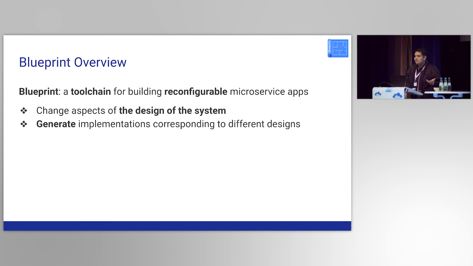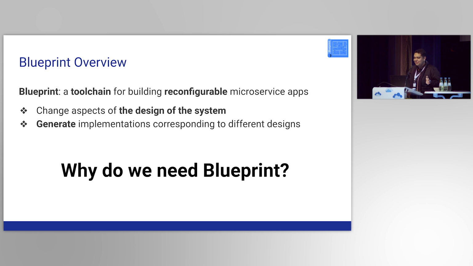To support these changes, we have developed Blueprint. Blueprint is a compiler that allows users to easily change and modify varying aspects of a microservice application's design to generate different implementations. But you might be thinking at this point that microservices were supposed to be modular and reusable, so why do we need Blueprint again?